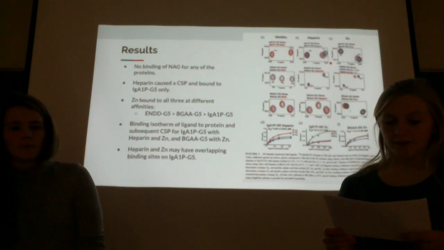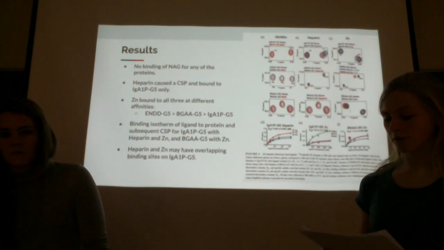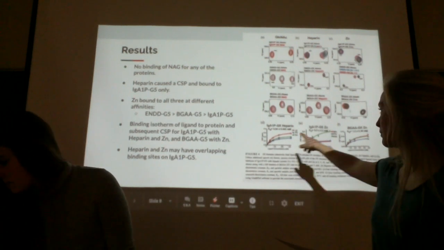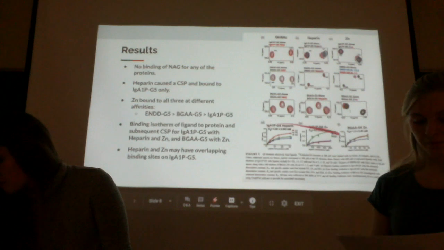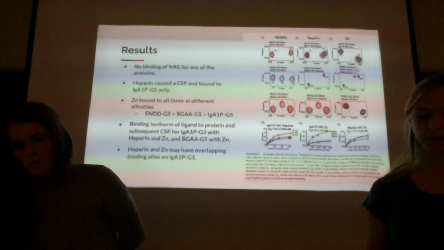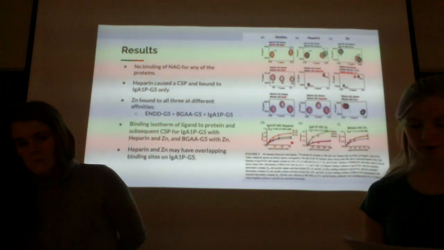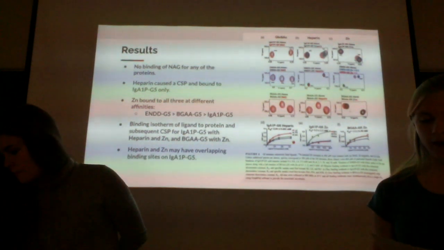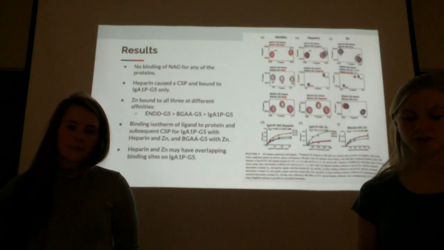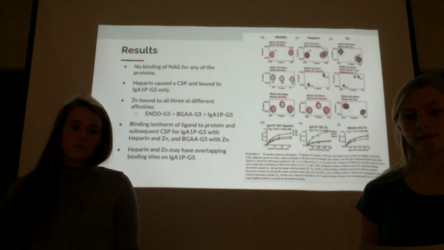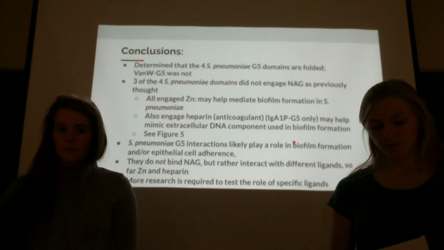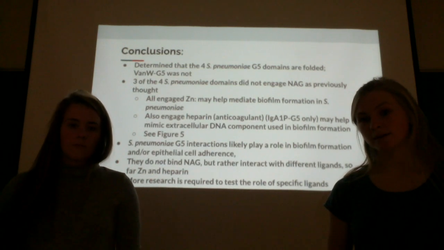They also looked at the binding isotherms of the ligands to the proteins in increasing concentrations, which is the bottom figures down here. Each color line indicates a different site-specific change that was made, which impacts the binding affinity. Finally, the authors noted that both heparin and zinc induce similar CSPs in IgA1P, leading these authors to believe that both ligands bind with the same beta sheet and may even have overlapping binding sites.